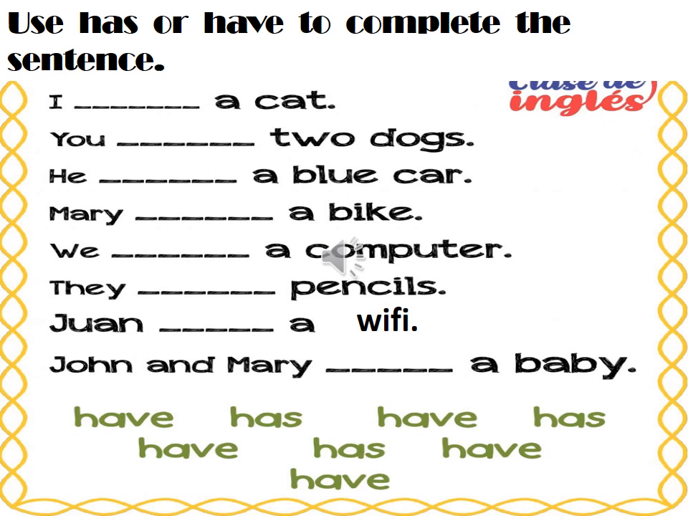Amazing. Next. Has or have? Exactly. Has. Okay, read a sentence. Good job. Juan has a Wi-Fi. What about the last sentence? Jen and Mary has or have? Perfect. Have. Jen and Mary have a baby. Yay! Very good.